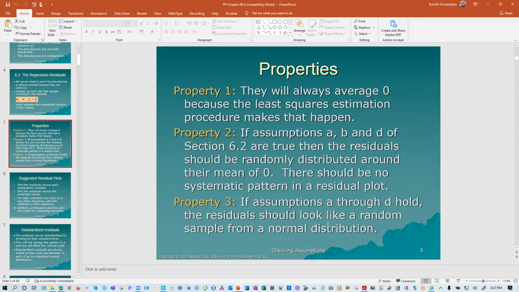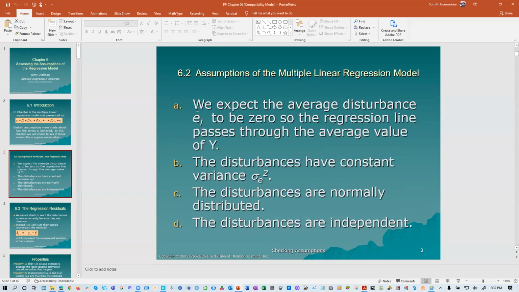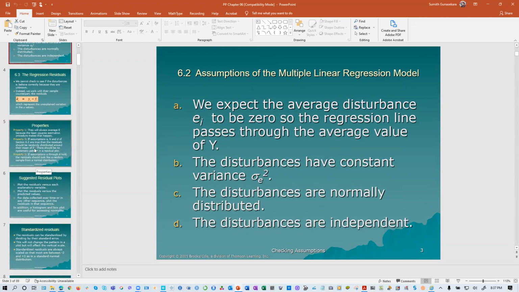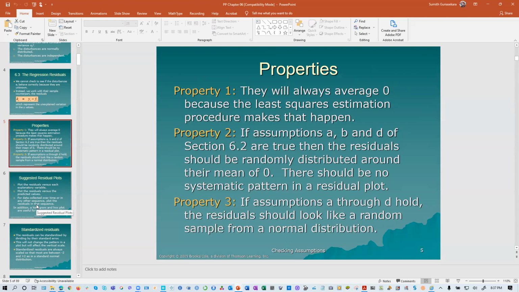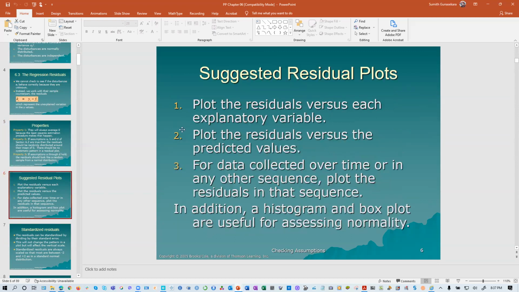See? That's a third property. So mainly these three properties are already expanded within this one, or on the other hand, these assumptions are condensed within these three properties. That's why they suggest these residual plots are important: residual versus explanatory variable, residual versus predicted value. That means e versus X, and this one, e versus Y hat.